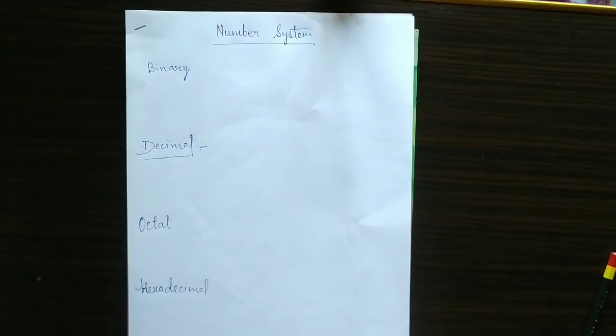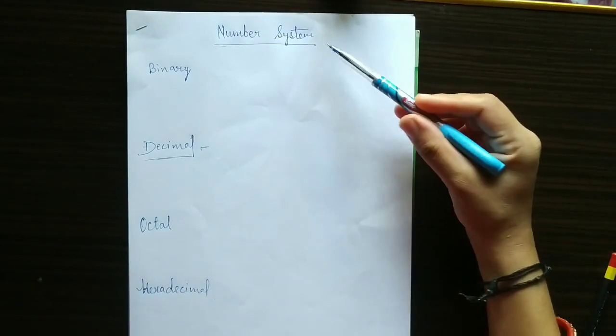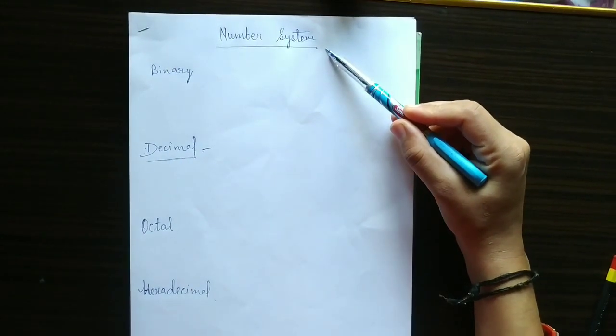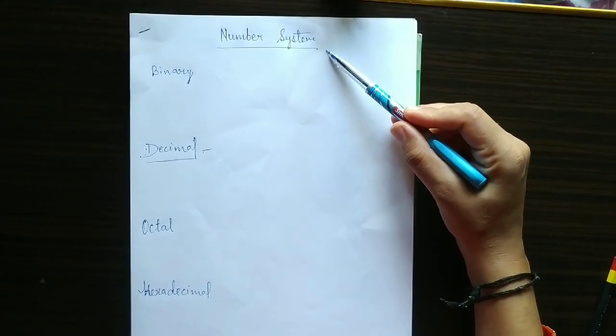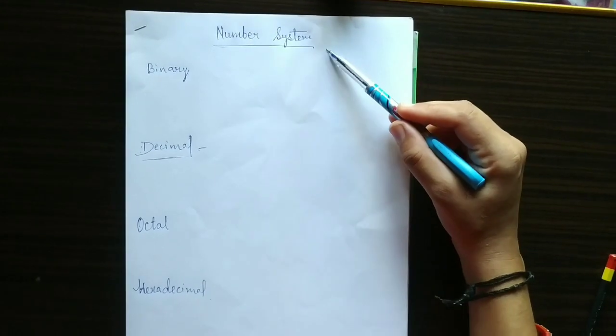Hello everyone, I am Shriti Dhulia and today I am going to teach you your third chapter, Number System. First of all, what is a number system? A number system is a system of expressing numbers in different ways, and it is used to perform different operations on the numbers in different ways.